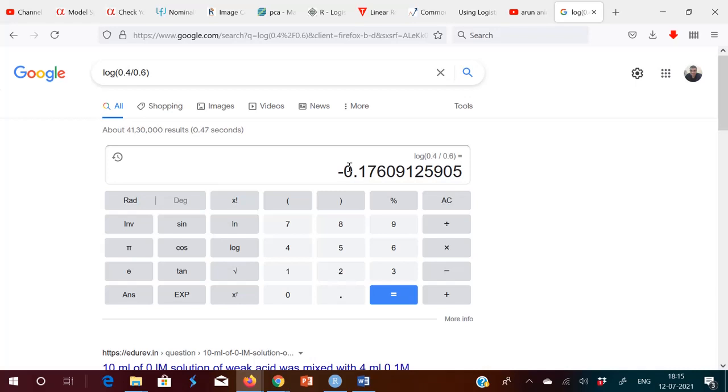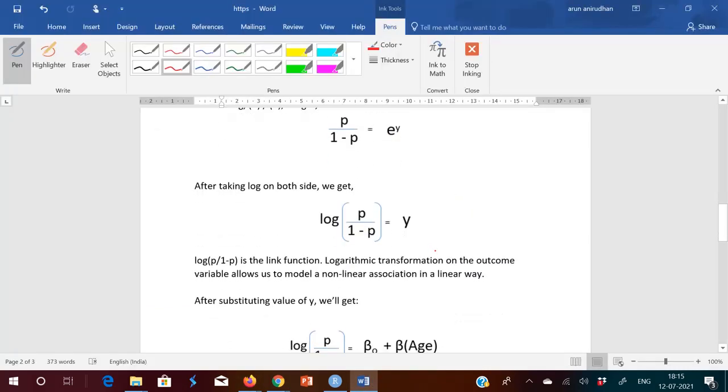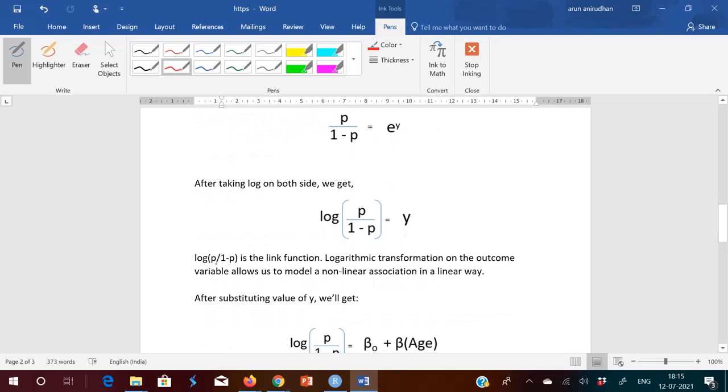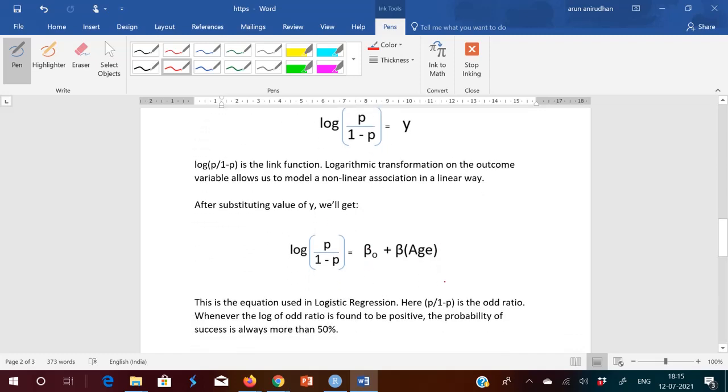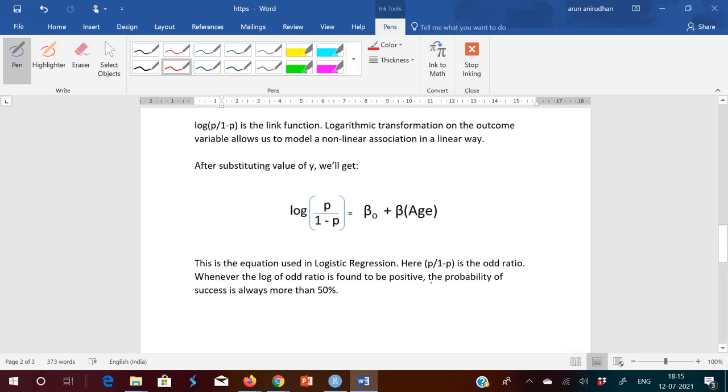So I will just give an example for you. I think I have explained here. So log of p by 1 minus p is the link function. We are substituting that p by 1 minus p is the odds ratio. Whenever the log of odds ratio is found to be positive, the probability of success is always more than 50%. So let us do one small example and see.